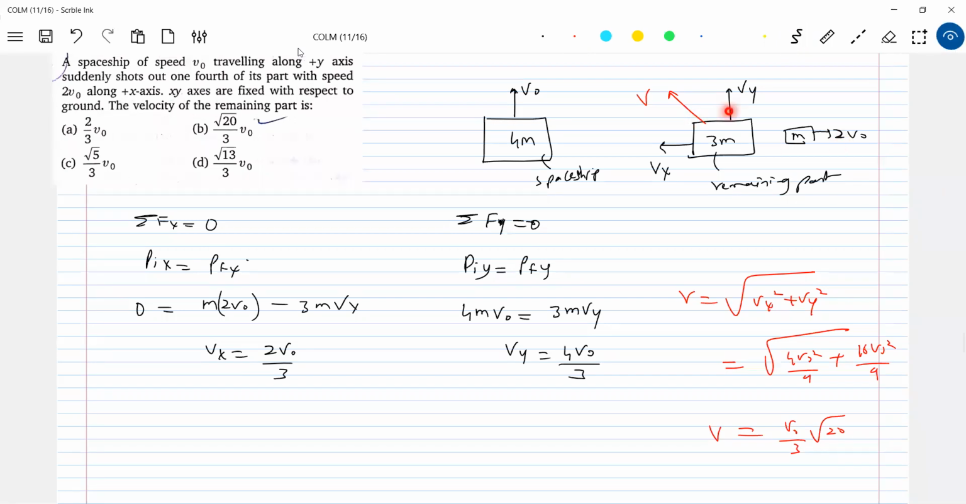Tell me, will anything happen to this theta? Yes, theta will change. So by ejecting some amount of mass and also by controlling the ejection speed, we can control this theta. This angle theta depends on what amount of mass is ejected and with what speed it is ejected. So you do get very good questions based on this. Be careful.